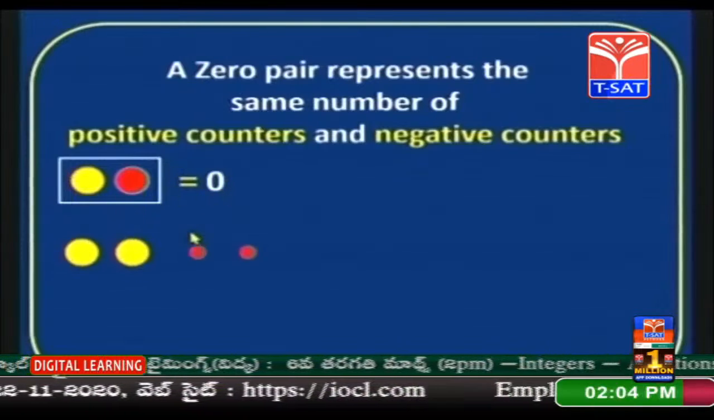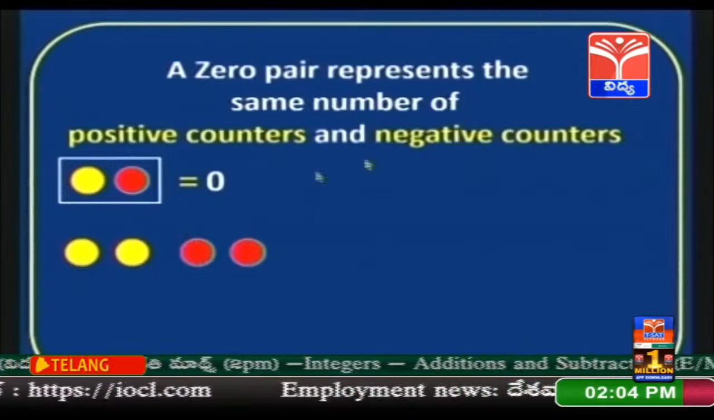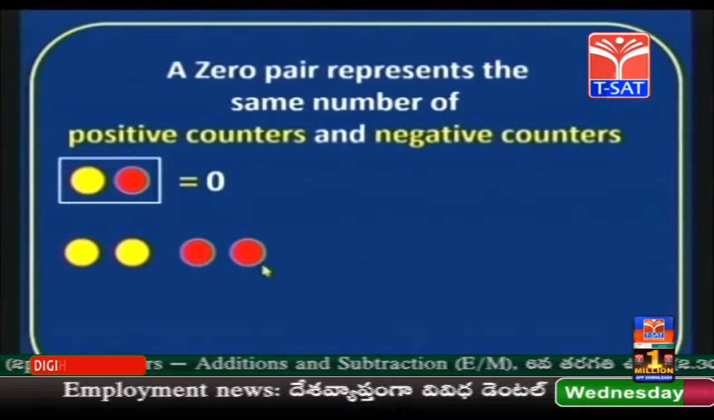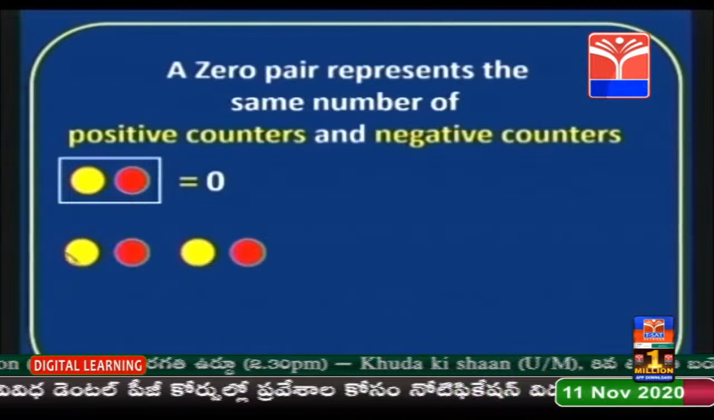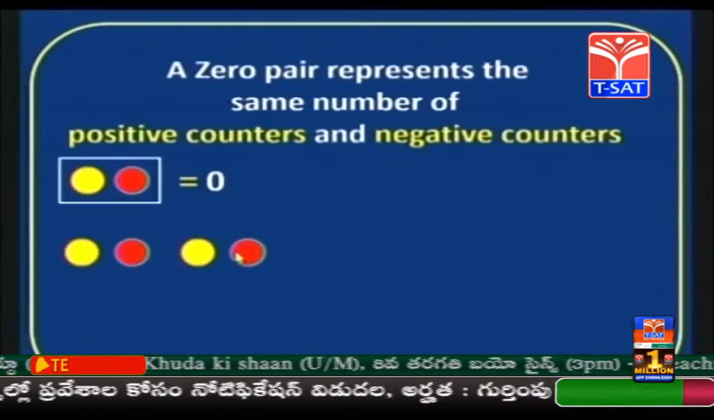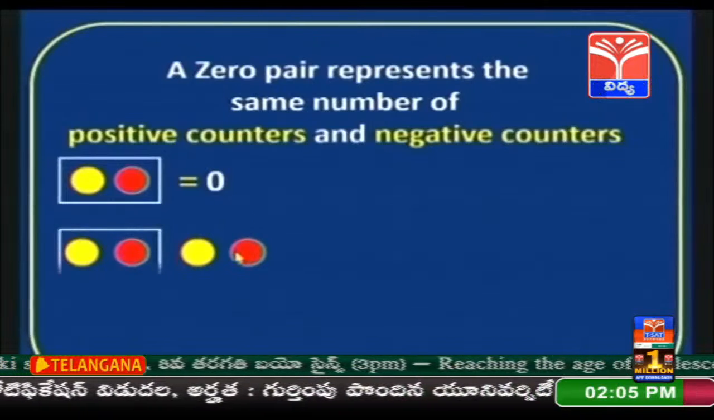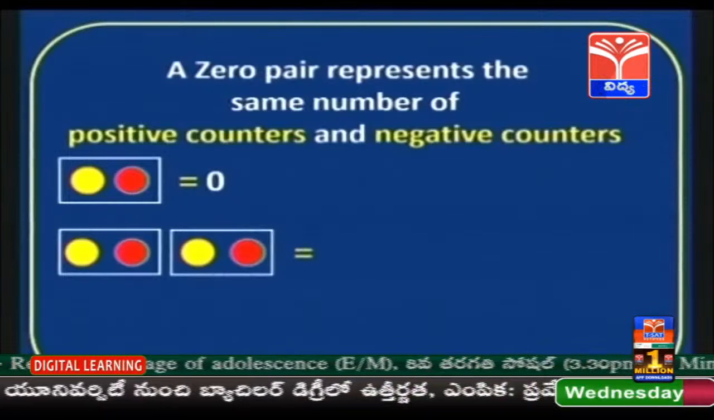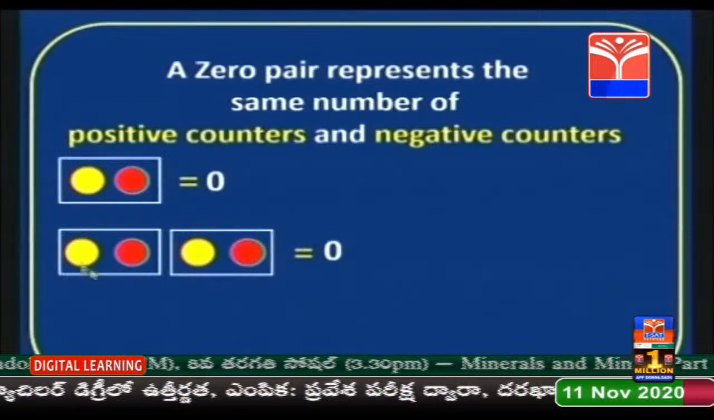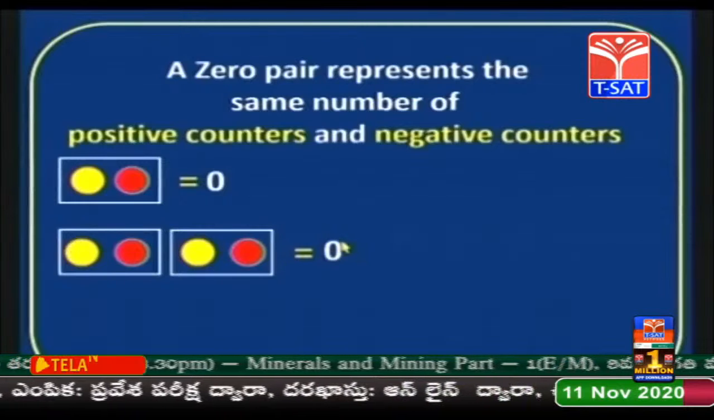Now, I am taking 2 yellow coins and 2 red coins. Now, what I am doing here? I am interchanging. I am making the pairs. So, this is the first pair, this is the second pair. Value of this first pair is 0, value of second pair is also 0. So, 0 plus 0 can be taken as 0.